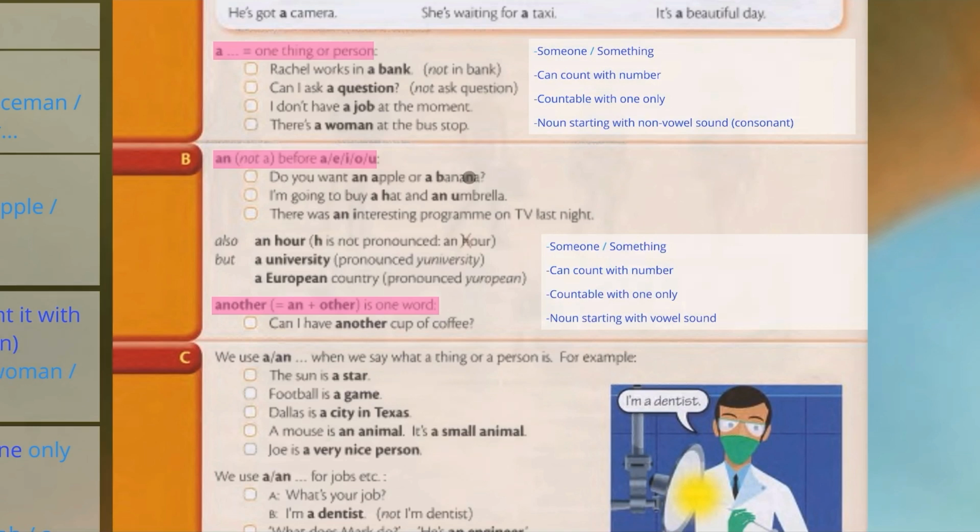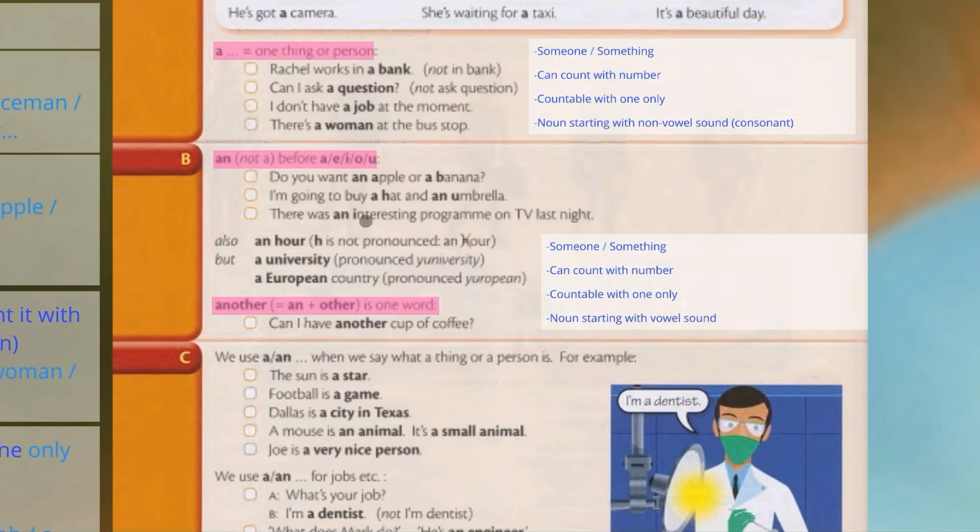Banana, b. So we don't use an, we use a. A banana. Hat is starting with a consonant, so a hat. However, for umbrella, we use an, a, e, i, o, u, an umbrella.